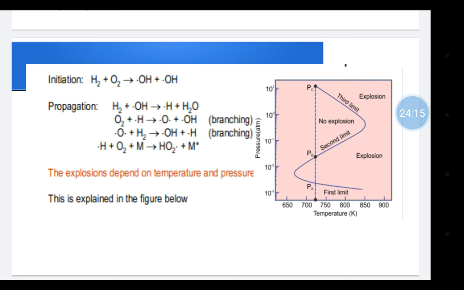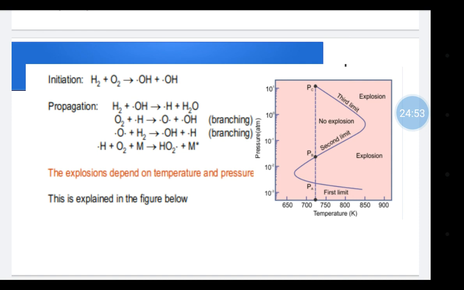The initiation reaction involved in the hydrogen oxygen reaction is H2 plus O2 gives 2 hydroxyl free radicals. And the propagation reaction must involve the following four steps. H2 plus OH free radical gives hydrogen free radical plus water. O2 plus hydrogen free radical gives oxygen free radical plus hydroxyl free radical. That is a branching step. One free radical produced two different free radicals, or one chain carrier produced two chain carriers.